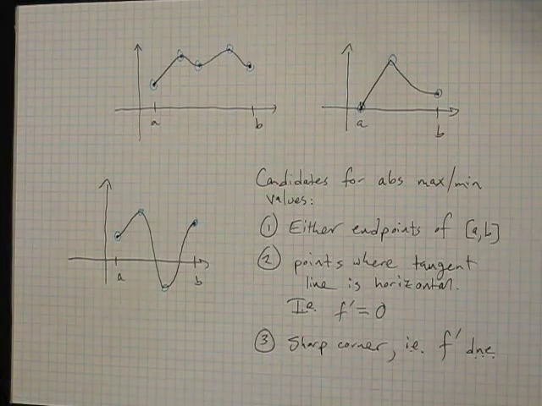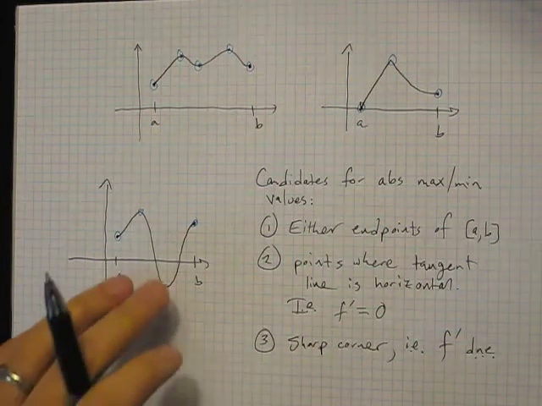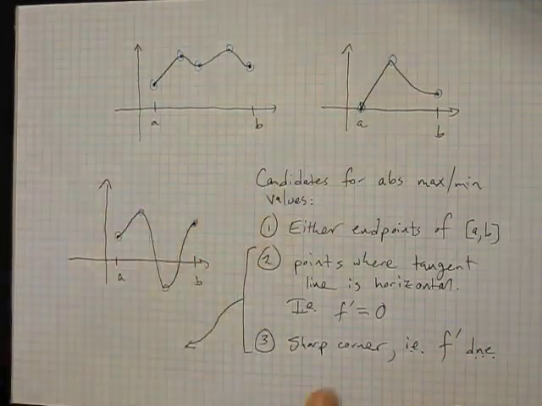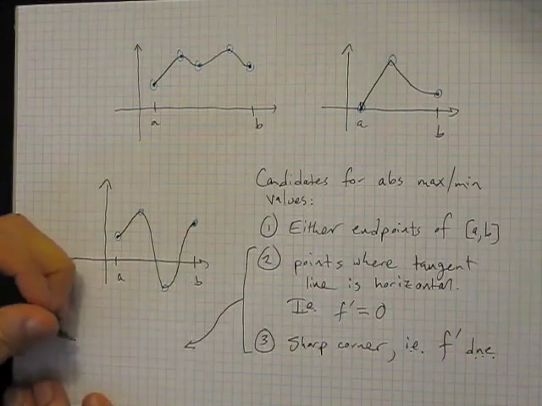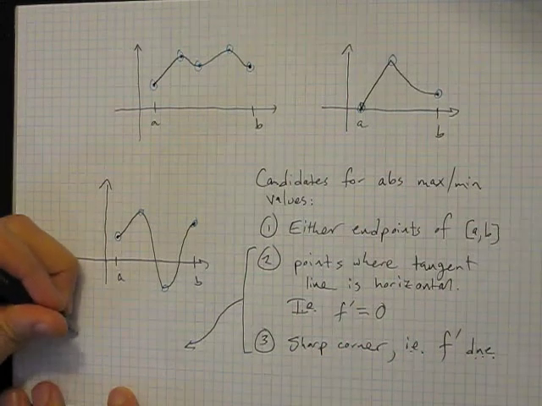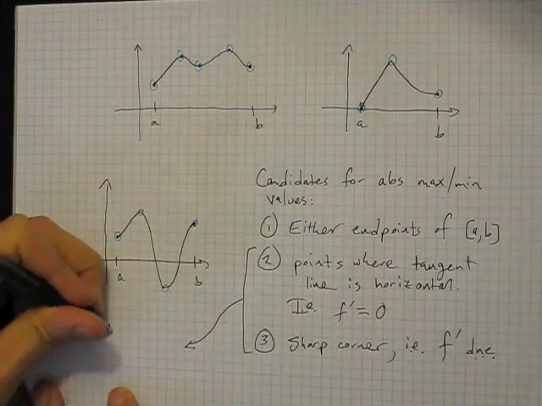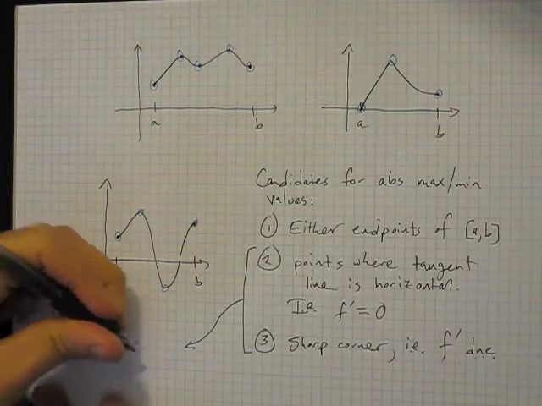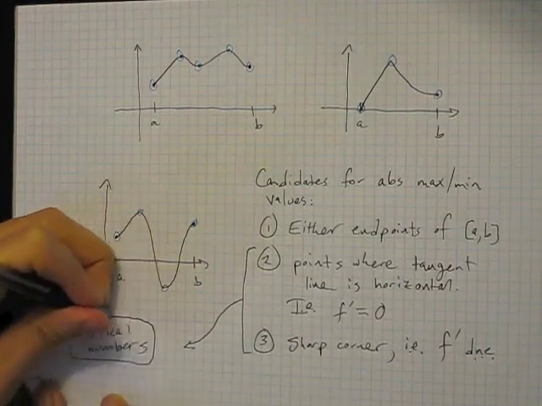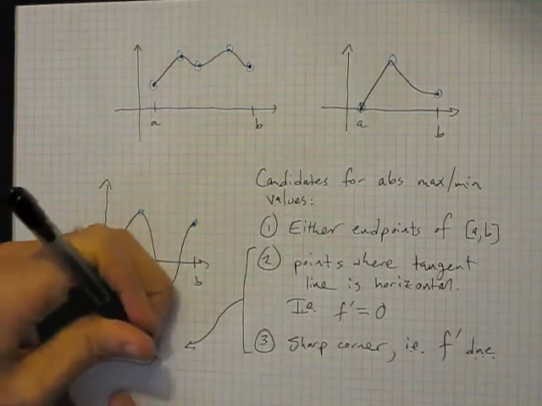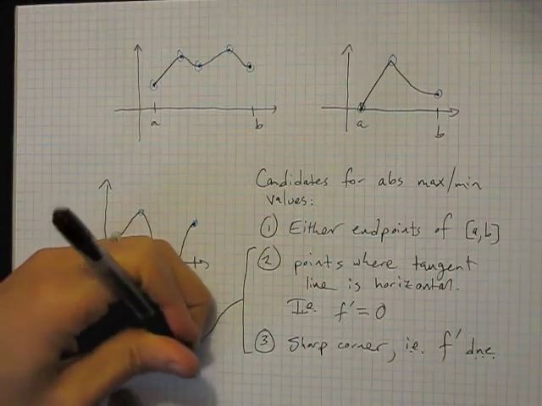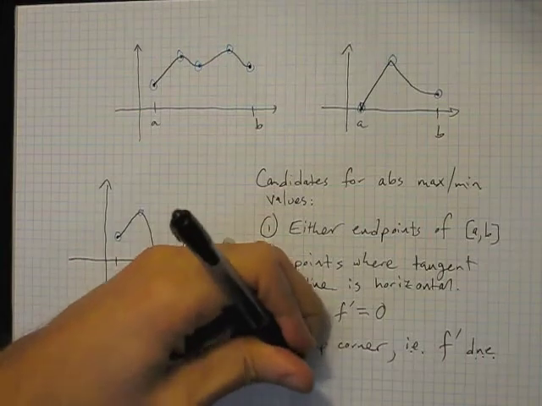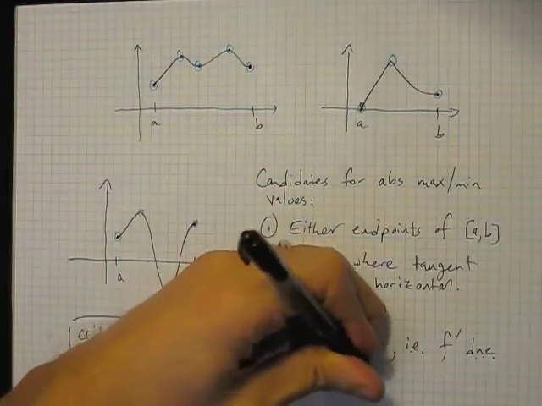Okay. So these two types of points are very important. We call these critical numbers. So critical numbers are numbers where f prime equals 0 or f prime does not exist.